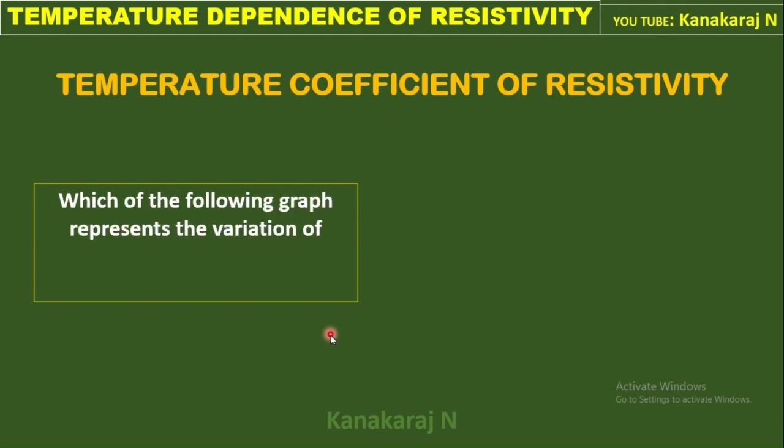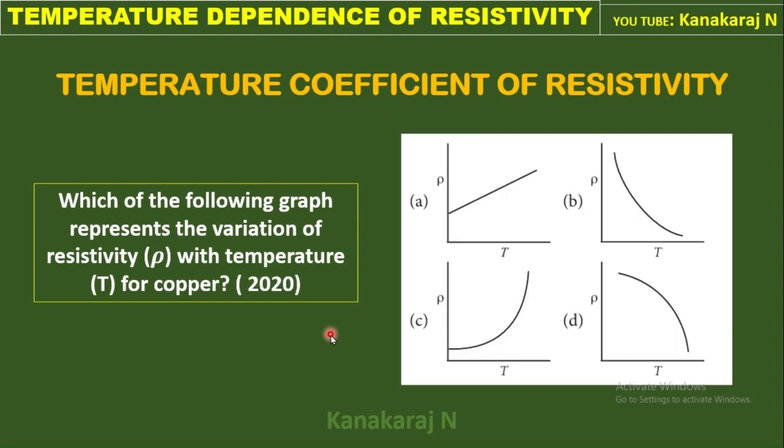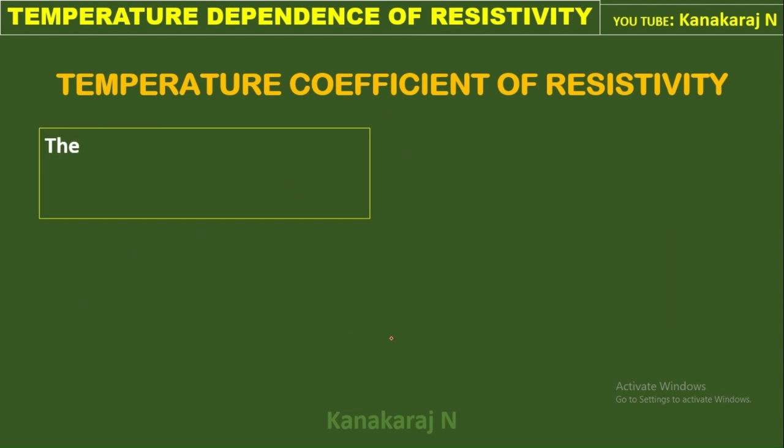Which of the following graphs represents the variation of resistivity rho with temperature for copper? Copper is a metal. So as temperature increases, the resistivity increases. It is well shown in graph A. So option A is correct. The others are wrong.